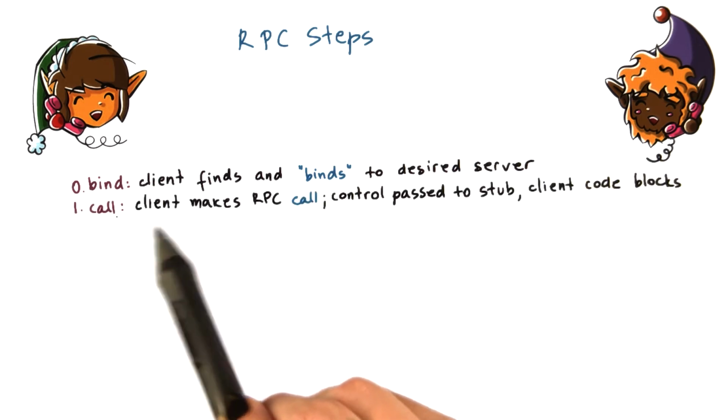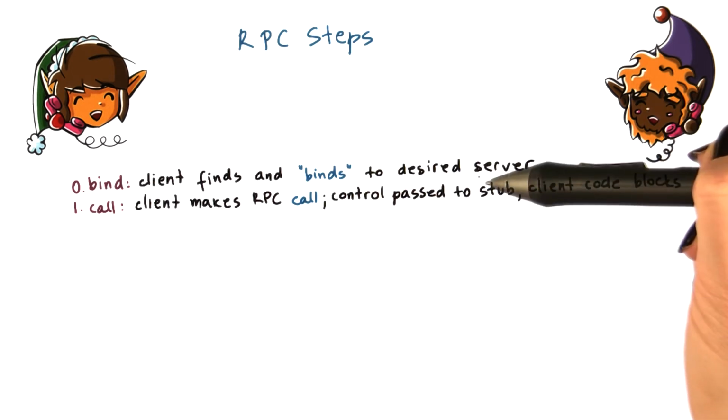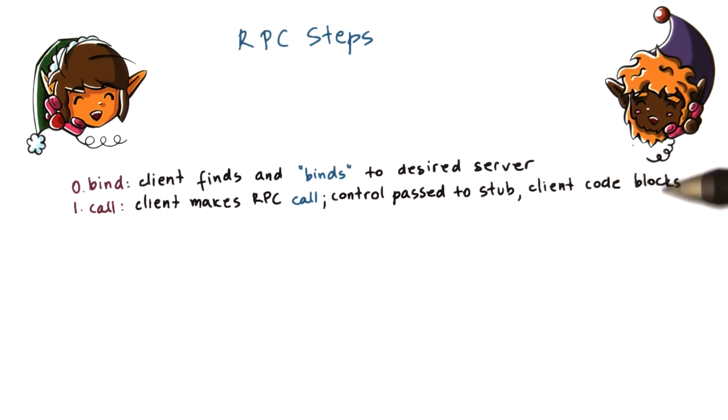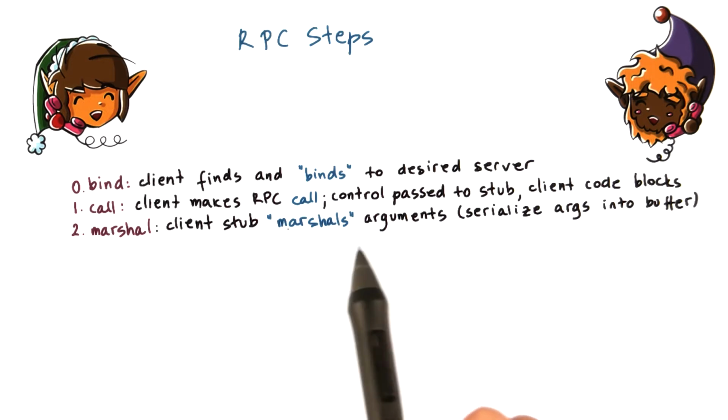Then the client makes the actual remote procedure call. This results in a call into the user stub, and at that point, the rest of the client code will block. Next, the client stub will create a data buffer, and it will populate it with the values of the arguments that are passed to the procedure call. We call this process marshalling the arguments.